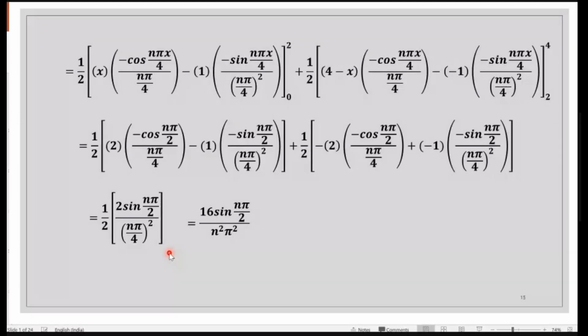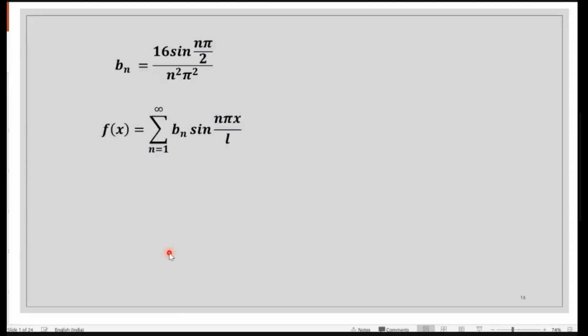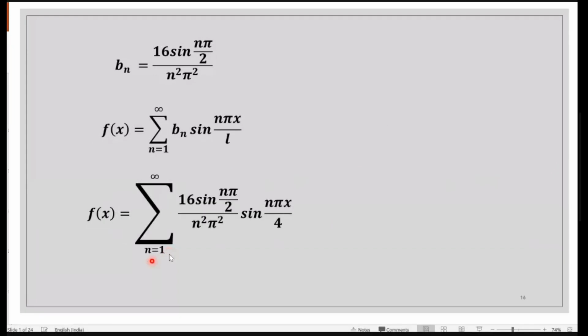Substituting Bn, that is, f(x) is equal to summation Bn sine n pi x by L. L is equal to 4 here and Bn is equal to this. For f(x), the answer we got for Bn has to be substituted here: 16 sine n pi by 2 upon n square pi square sine n pi x by 4.